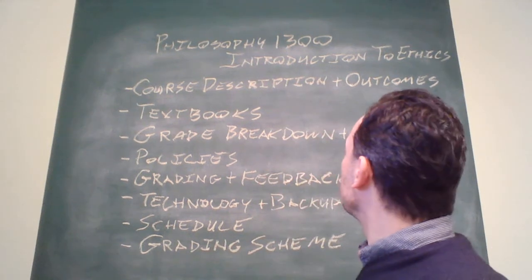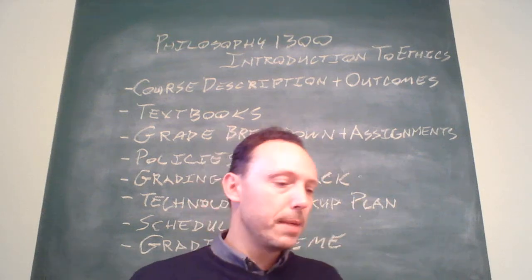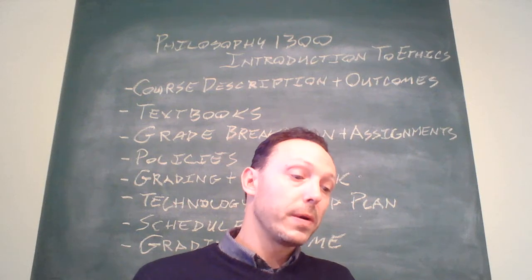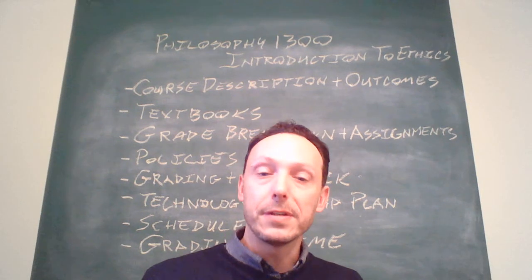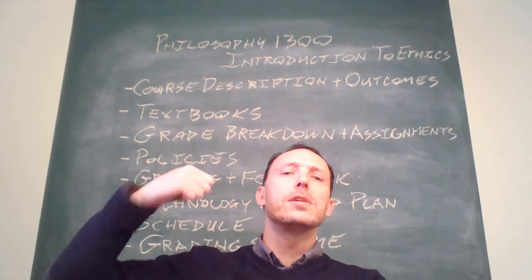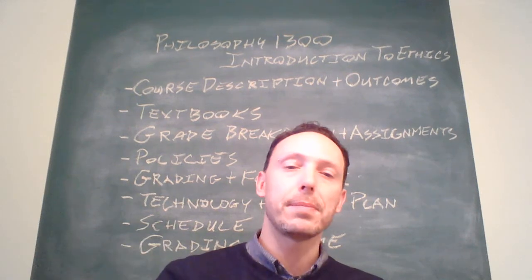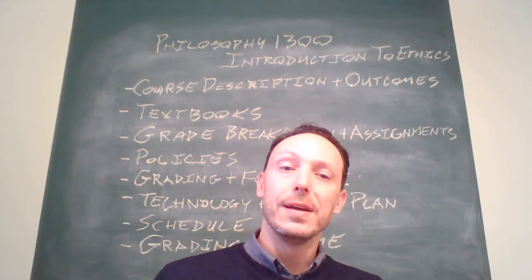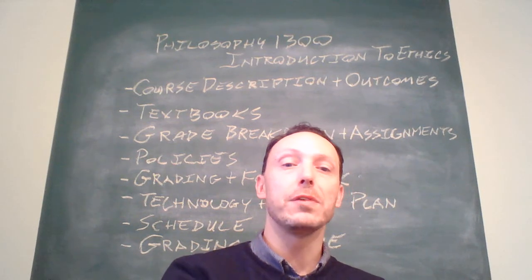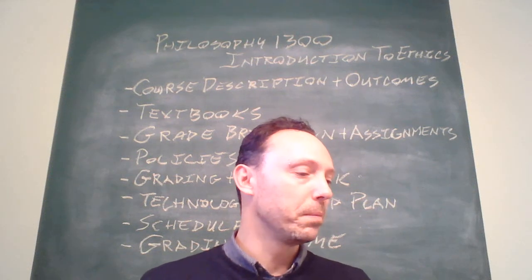Let me see, what did I say and do next? Grade breakdown and assignments, policies. Ooh, the section I hate. My policy section on page 2 of the syllabus is growing and growing and growing. And I've got to say, it has nothing to do with you. It has to do with the problems I've had in the past, right? So if I have a problem in the past, I institute a policy so that the problem isn't a problem in the future. Or at least if there is a problem in the future, I can point to a policy and the problem is clear and easy to handle.